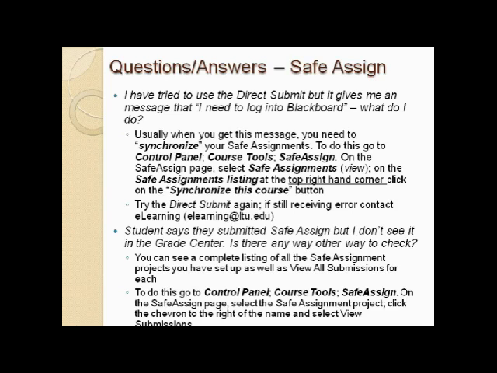Second question came in. Student says that they have submitted the Safe Assignment, but I don't see it in the Grade Center. Is there another way to check? Yes, there is. You can always see a complete listing of all the Safe Assignment projects you set up, as well as be able to view all the submissions for each one. To do this, again, go to Control Panel, Course Tools, Safe Assign. On the Safe Assign page, select the Safe Assignment project. Click the chevron to the right of the project name, and then select View Submissions. Just as a side note, you can also download all the submissions from this area as well.